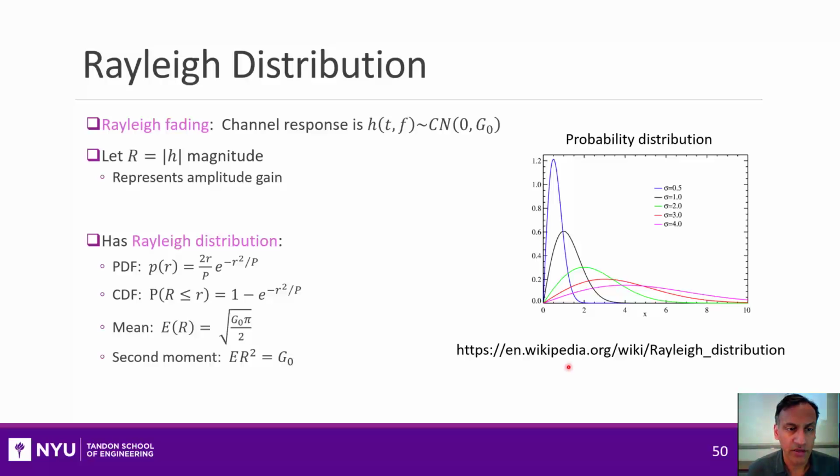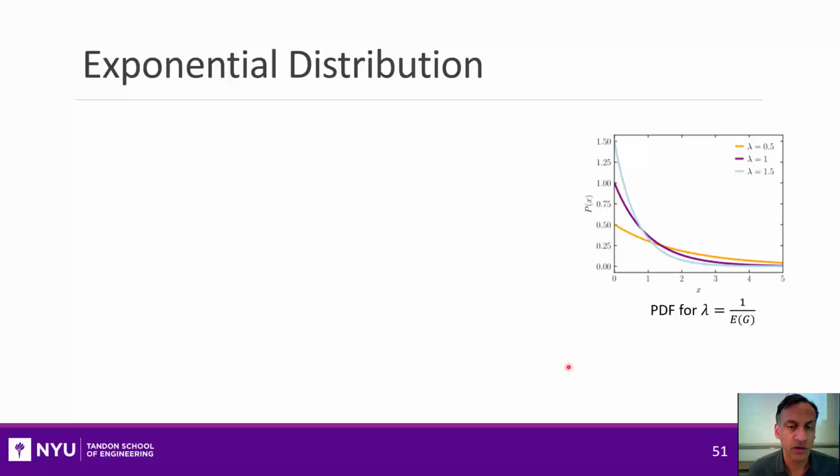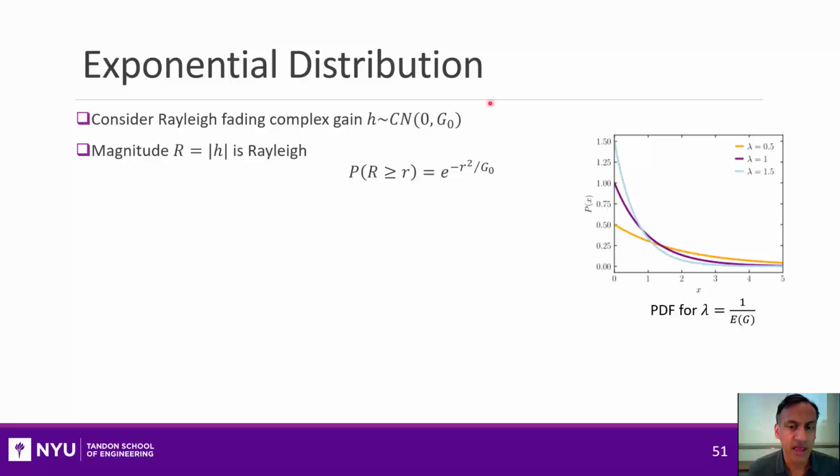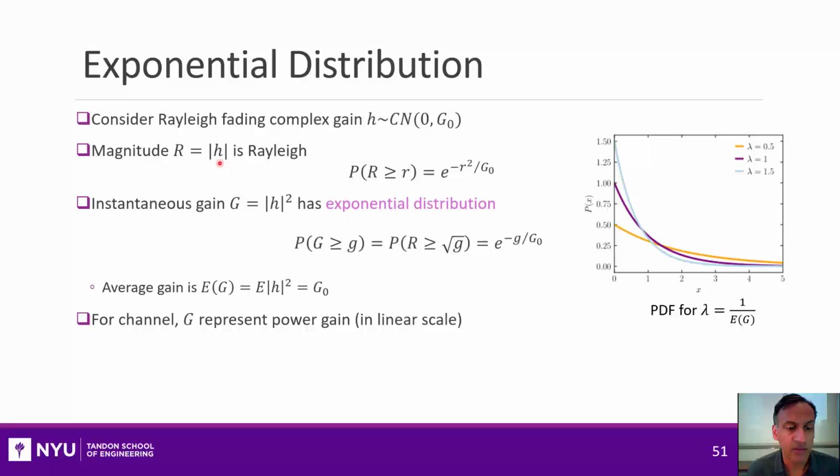Although it's called the Rayleigh distribution, it's actually easier to look at the related distribution called the exponential distribution. And again, suppose we have a Rayleigh fading channel, which is complex Gaussian, and we know its magnitude is Rayleigh. So that means it has this CDF or complementary CDF given by this. But then if we look at the instantaneous gain of the channel, which is the magnitude squared, it turns out that this will always have an exponential distribution.